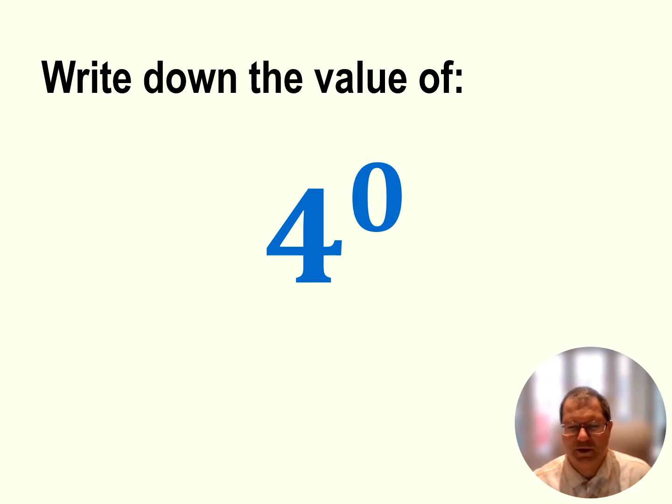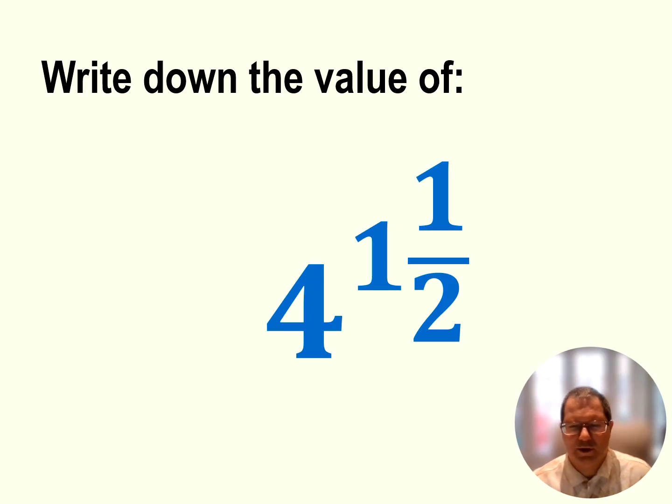Anything to the power of 0 is equal to 1, so hence 4 to the 0 itself is equal to 1. 4 to the power 1.5 is the same as 4 to the power 3/2, which we've already established is 8. But again, you could do this by doing 4 to the 1 times 4 to the half, adding your indices together, and 4 times 2 is again, of course, 8.